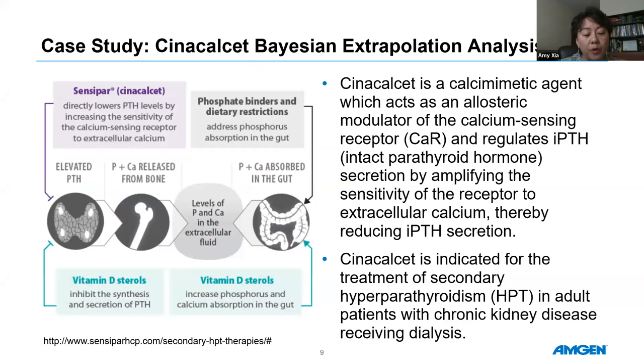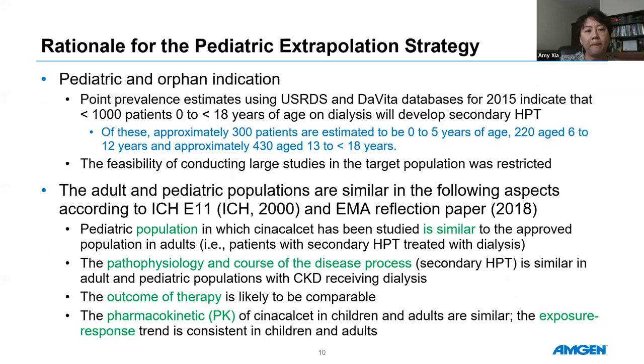Next, I will talk about a specific example to illustrate the Bayesian extrapolation analysis. Cinacalcet is a drug made by Amgen, already approved for the treatment of secondary hyperparathyroidism in adult patients with chronic kidney disease receiving dialysis. This disease is characterized by an elevated blood level of a biomarker called iPTH, intact parathyroid hormone. Cinacalcet is an agent which acts on the calcium sensing receptor and reduces iPTH. For this drug, we wanted to seek pediatric labeling in the same indication as adults. So this is both a pediatric and an orphan drug indication.